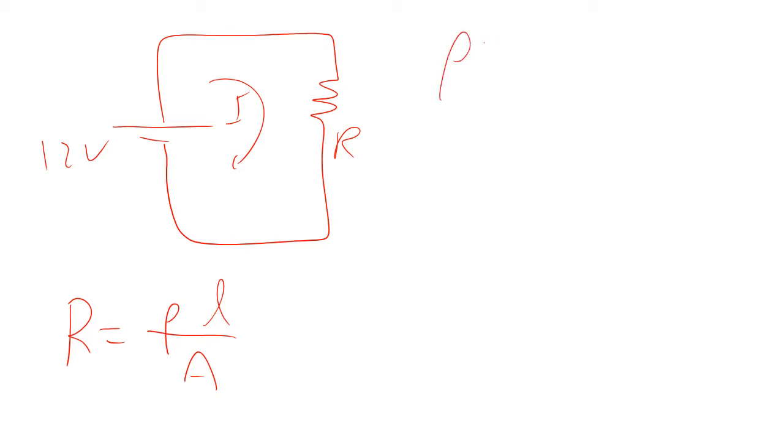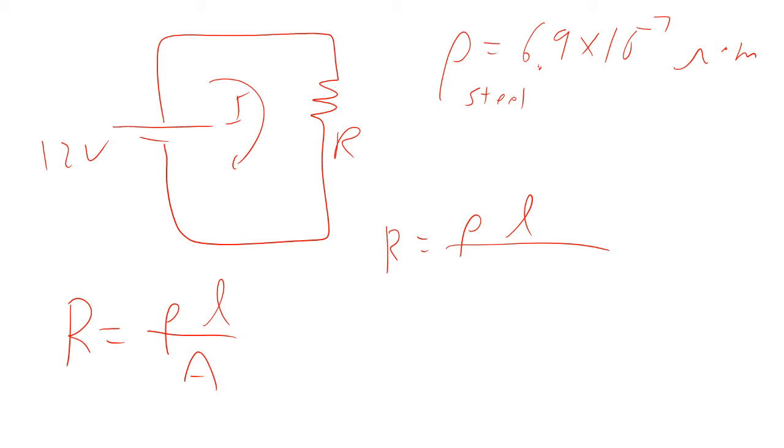Now you need to know what rho is. So we're going to assume that this is made of steel. So it's a steel wrench. And so the rho of steel is 6.9 times 10 to the minus 7 ohm meters. Okay, so R is going to be rho L over A. Well, the cross-sectional area is going to be the width of it and the thickness of it. So this is the width and the thickness of it.